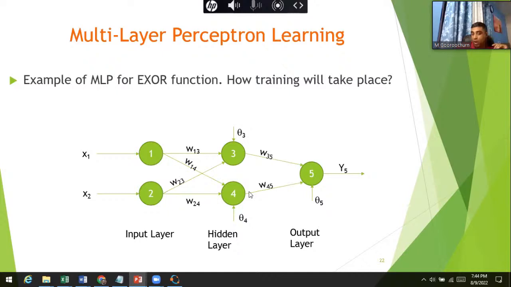Similarly, for Y4, I don't have Y4 desired. So I'm not able to work out the error for this neuron. I cannot apply alpha times x times e. So it means I can't correct W14 and W24. This was a complication that they faced: you can't apply the perceptron learning rule for an MLP because an MLP has hidden states. They have outputs for which we don't know the desired values, and it means you can't work out an error. I hope this is clear.